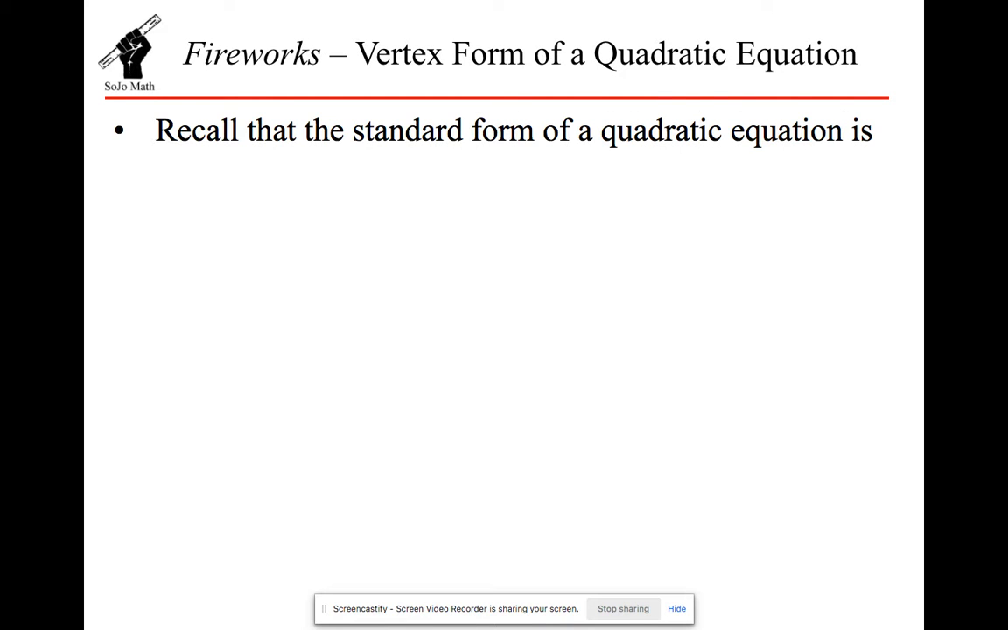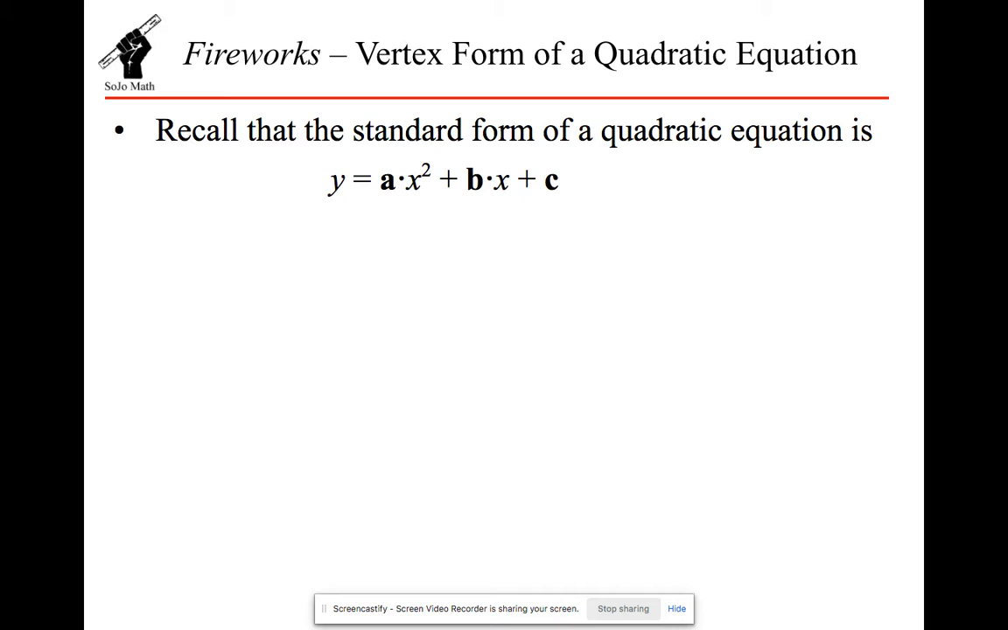Now, if you remember correctly, we know that our standard form of a quadratic equation is y equals ax squared plus bx plus c. You should have learned about how to find b and c in the activity that you should have done yesterday. If you haven't done it and you don't know how to do that, you need to go back and do that first, please, before you move on.